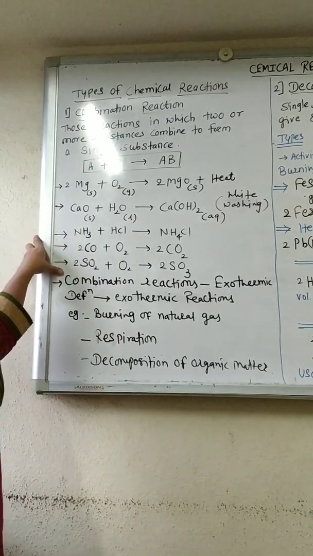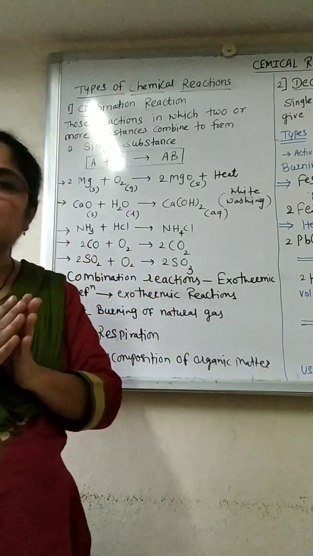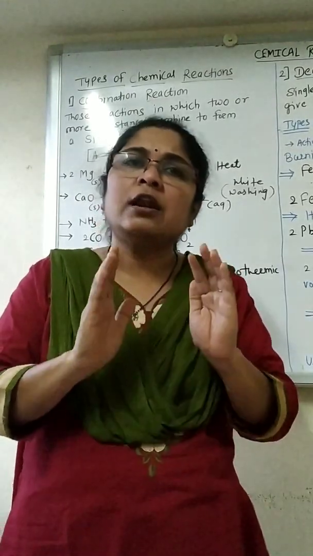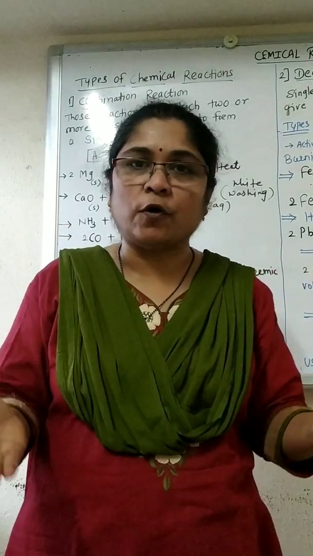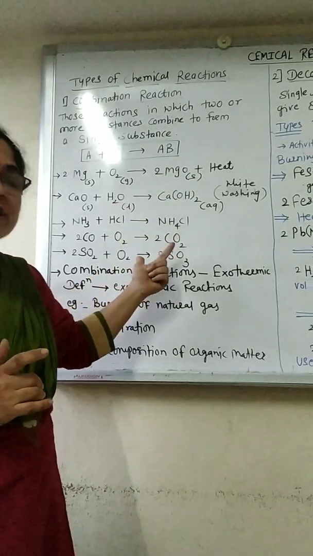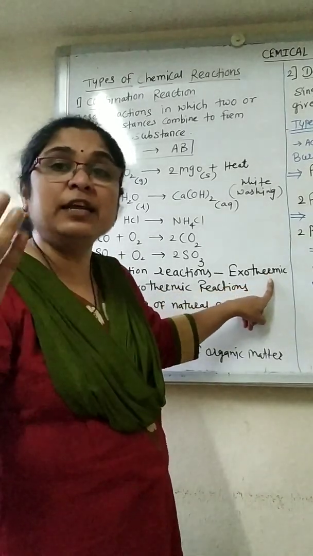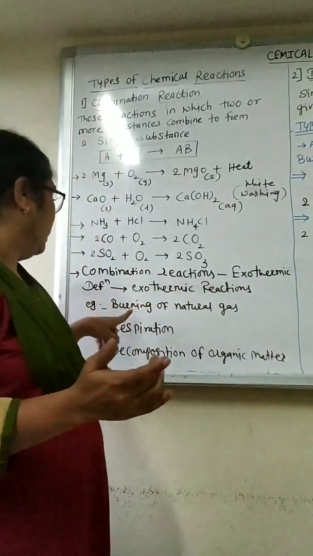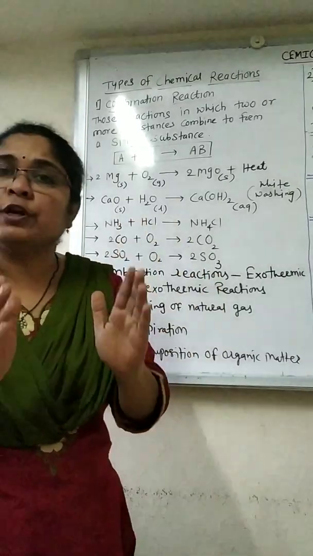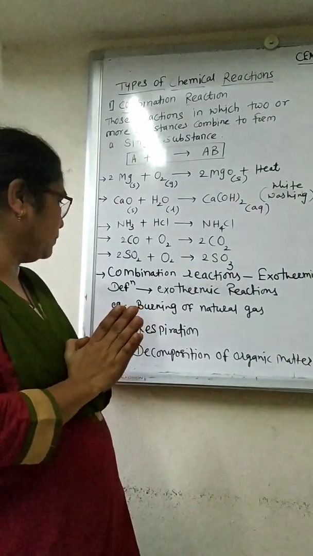Here two or more substances combine together to form only one product. But in every reaction, it is observed that every time a small or large amount of heat is evolved. So whenever heat is evolved during the reaction, such a reaction is known as exothermic. It means the heat is liberated. We can define exothermic reactions also: those reactions in which heat is liberated are known as exothermic reactions.